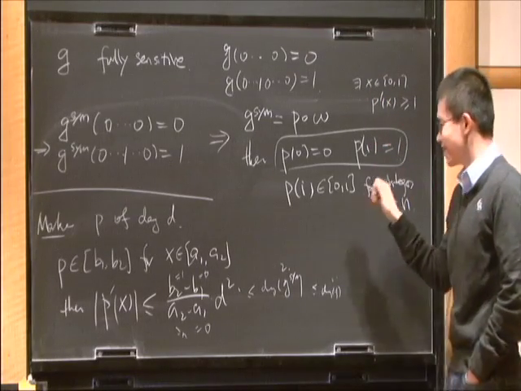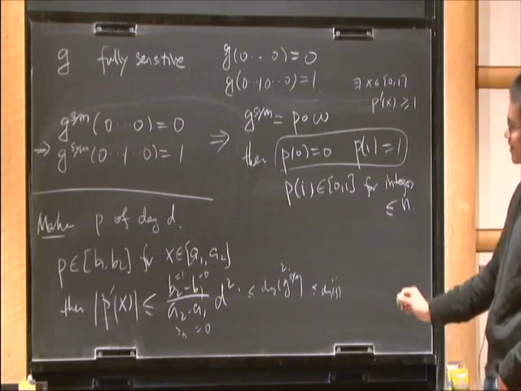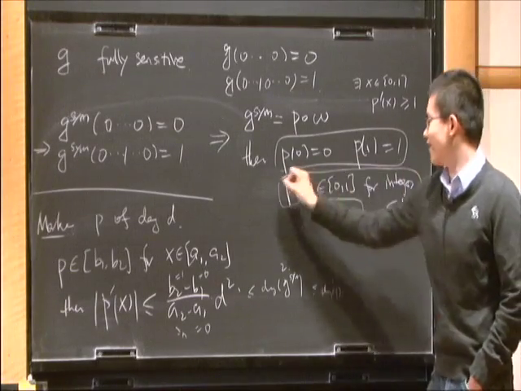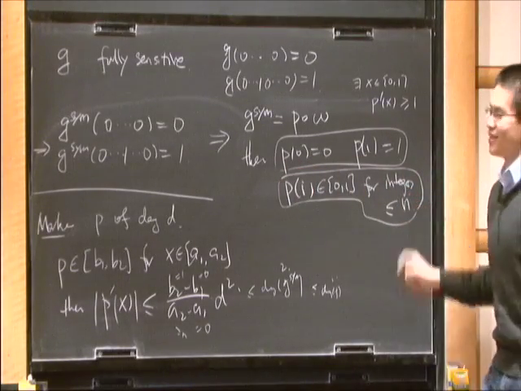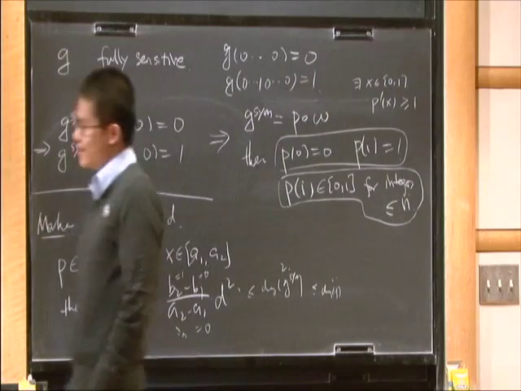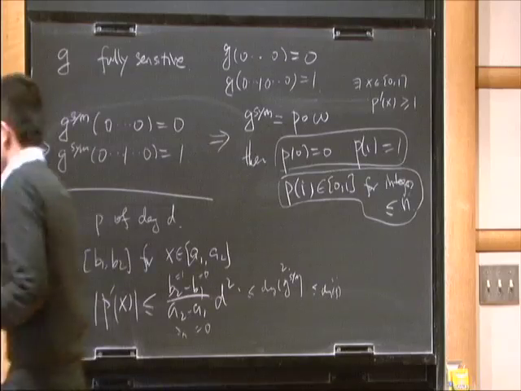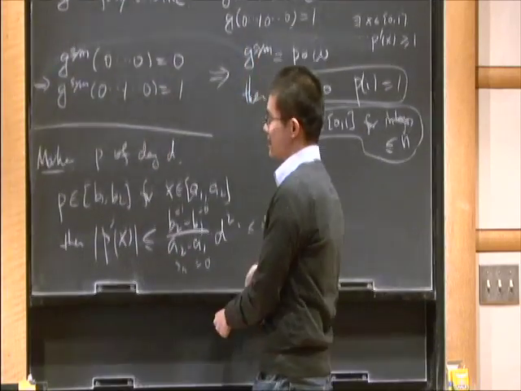Actually, if you look at this proof very carefully, you can see here we only know that p of i belongs to 0 and 1 for integers. But for Markov's inequality, we need it to hold for everything between 0 and n. But this is not a problem.